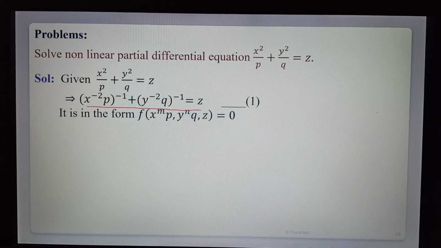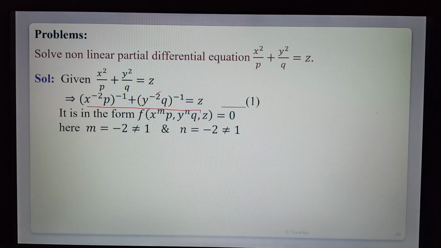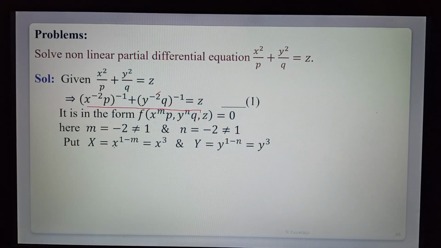Now here m is equal to minus 2 and n is equal to minus 2, so both m and n are not equal to 1. Now substituting capital X is equal to x power 1 minus m, and m is equal to minus 2, so x power 1 plus 2, that is x power 3, and capital Y is equal to y power 1 minus n, 1 plus 2, is equal to y cube. So capital P is equal to dou z by dou capital X and capital Q is equal to dou z by dou capital Y.